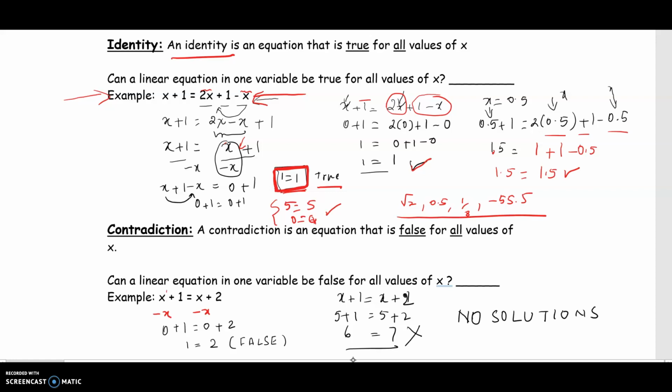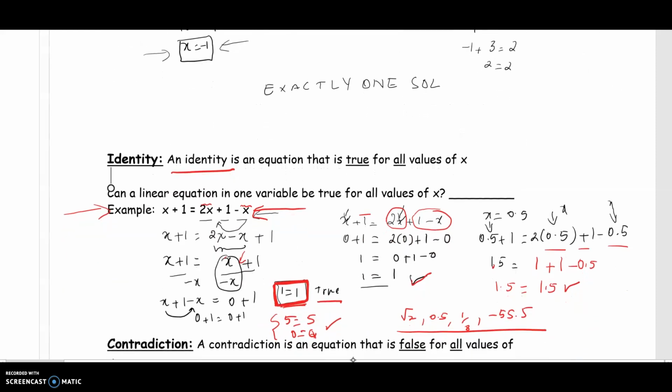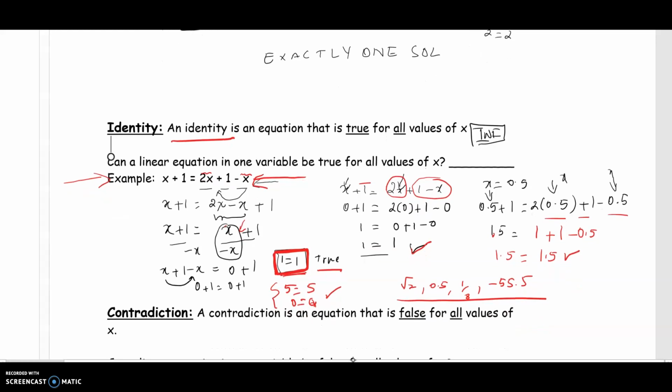So let's look at the 3 types of linear equations. One, which is called a conditional equation, has exactly one solution. Next, an identity, which has infinitely many solutions. It'll work for any value that you plug in. That's what an identity is. And how do we recognize an identity?